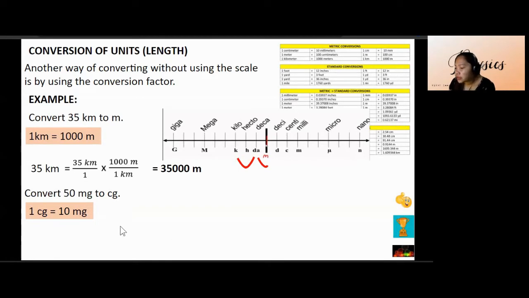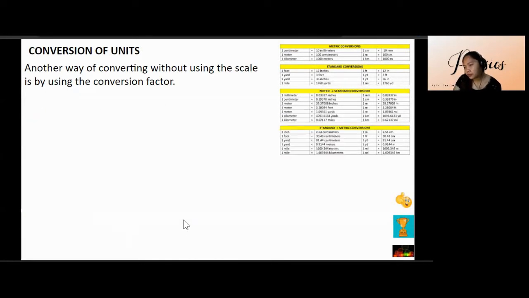So now 50 milligrams to centigrams, we have to write again the number that we wanted to convert, multiply it with a conversion factor. Milligram is at the bottom so that we can cancel the unit milligram. And now we can proceed in multiplying 50 times 1 divided by 10, and that's equal to 5 centigram. Okay, now another example.